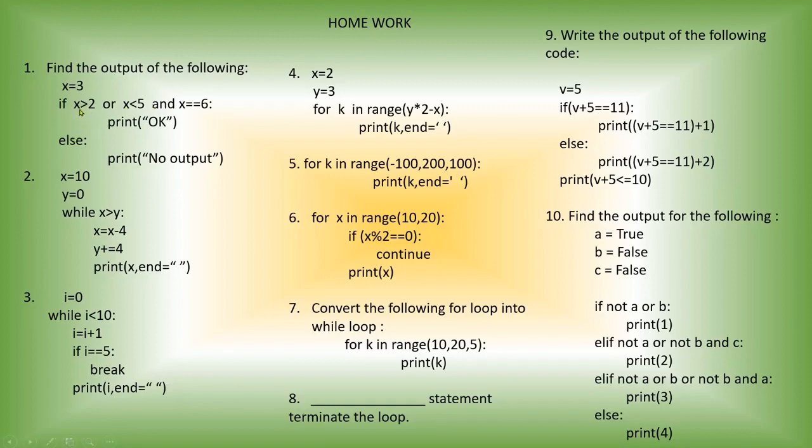And here the second condition: the first condition is 3 greater than 2, which is true. So the final answer will be true or false. This part you got as false, and this part as true. So true or false. OR means if any one is true, the result will be true itself. So the entire expression will be true. If true, the condition is true. So what will be the answer here? The output will be okay. All of you understood?